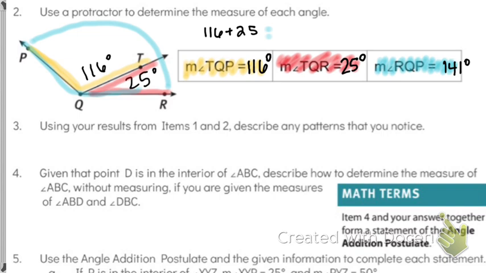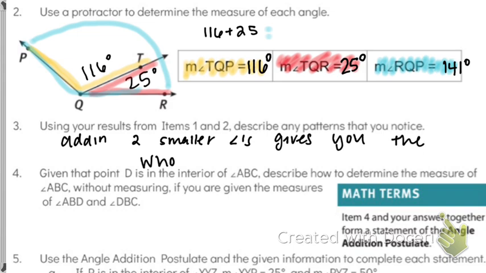This is actually the angle addition postulate. Now, the angle addition postulate just says, when you're adding two smaller angles, it gives you the whole angle. So taking a look at that one right there at the top, when you added 25 and 116, it gave you the whole thing. In fact, if you remember the one on the previous page, you had 40 and 50. When you added 40 and 50, it gave you 90. This is how you're going to write your angle addition postulate.